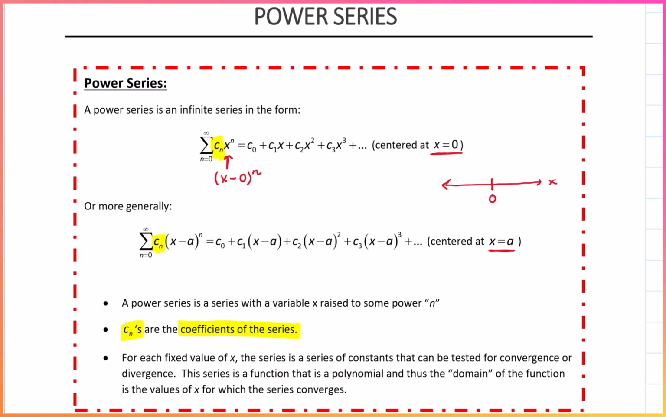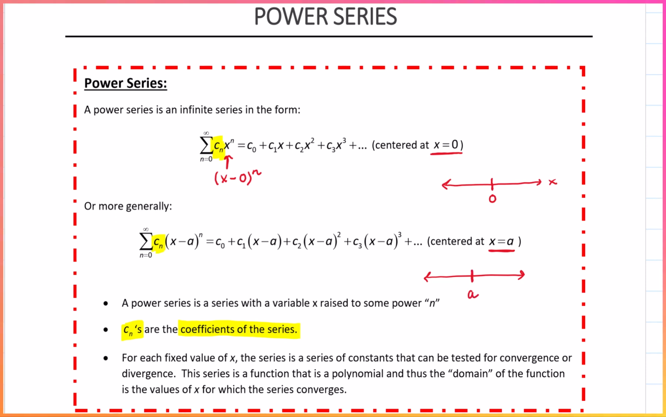So again, the c sub n's are the coefficients, and notice here we would be just building a polynomial as we write this out with coefficients c naught, c1, c2, c3, and so on and so forth: x minus a to the first power, x minus a squared, and building the powers as we continue to add more and more terms in this infinite series. So this guy is centered at this generic value a.